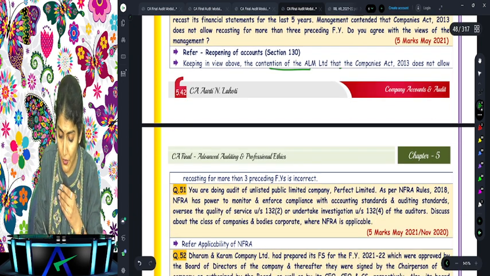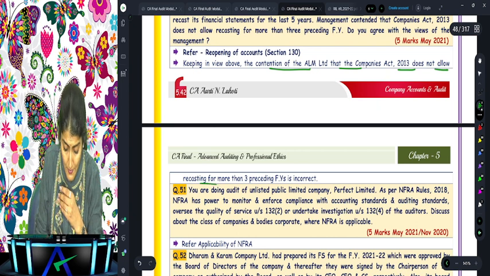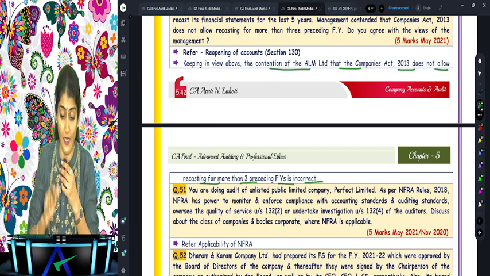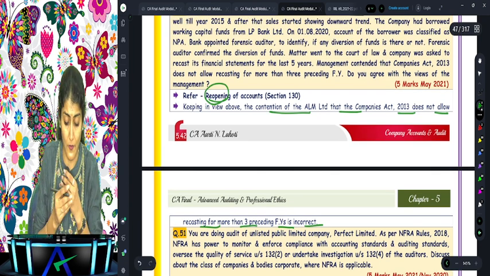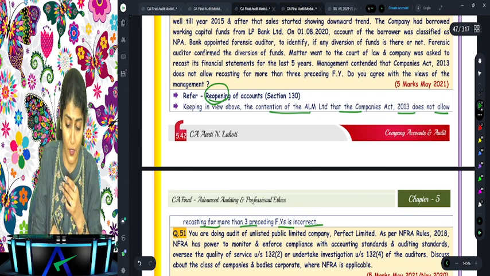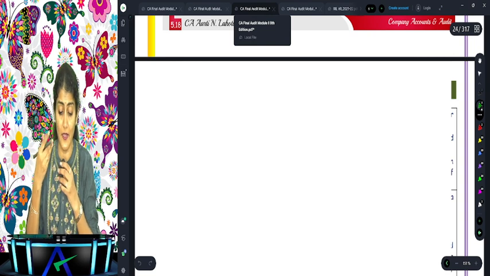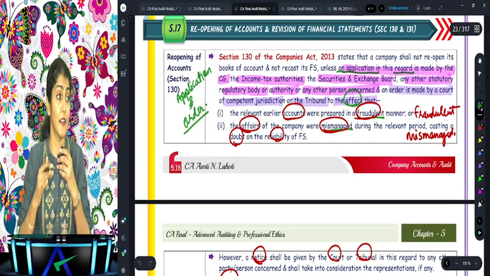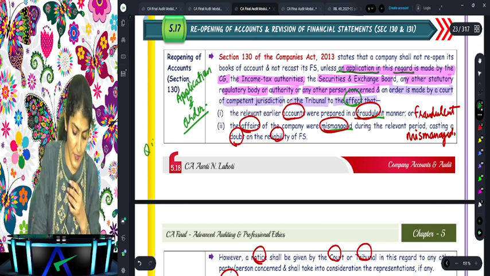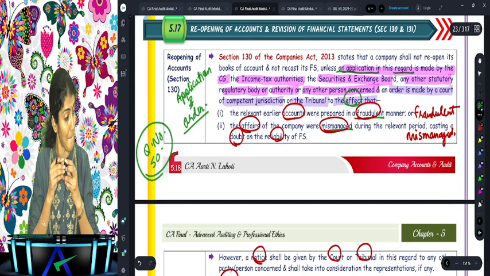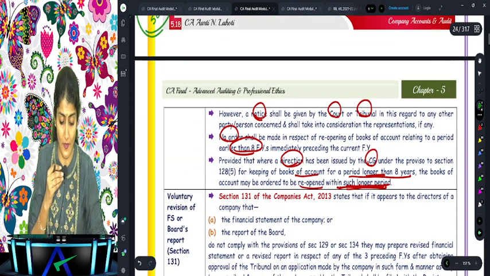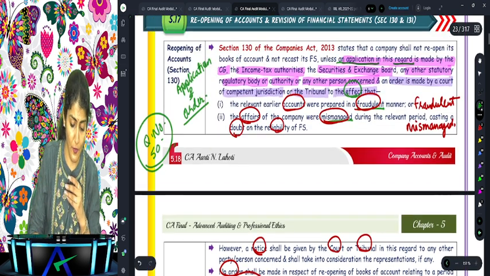The contention of ALM that the Companies Act does not permit recasting for more than 3 preceding financial years is incorrect, because how much reopening of accounts is allowed over there? Up to a period of 8 years. And if the central government has issued a direction, then it can also be done for a period longer than 8 years also. Are you getting that? So question number 50, reopening of the accounts. Is everybody getting this one? This is also coming a lot in the MCQs of the paper.